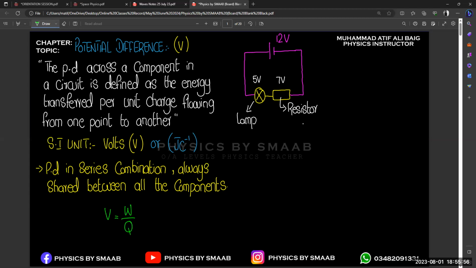And you can also identify this formula from the SI unit, joules per coulomb. Joules is for the work done and coulomb is for the charges. So this is the formula for potential difference, right?